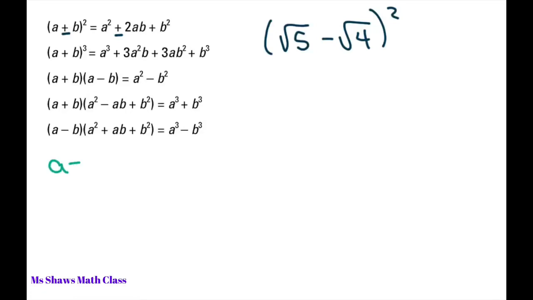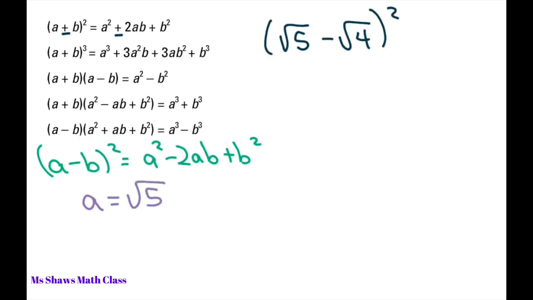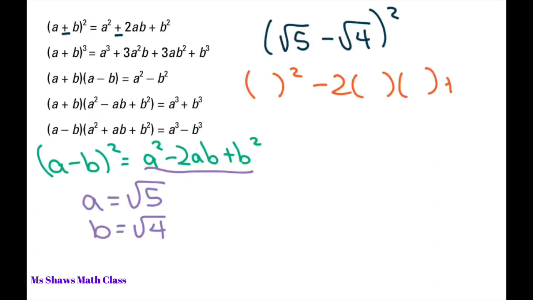That's going to be (a minus b) squared equals a squared minus 2ab plus b squared. So again, we're going to write this out. A equals the square root of 5. B equals the square root of 4. And we just use this formula. And what I do is I just write out A squared. I put parentheses. Everywhere there's a variable, put the little square there.